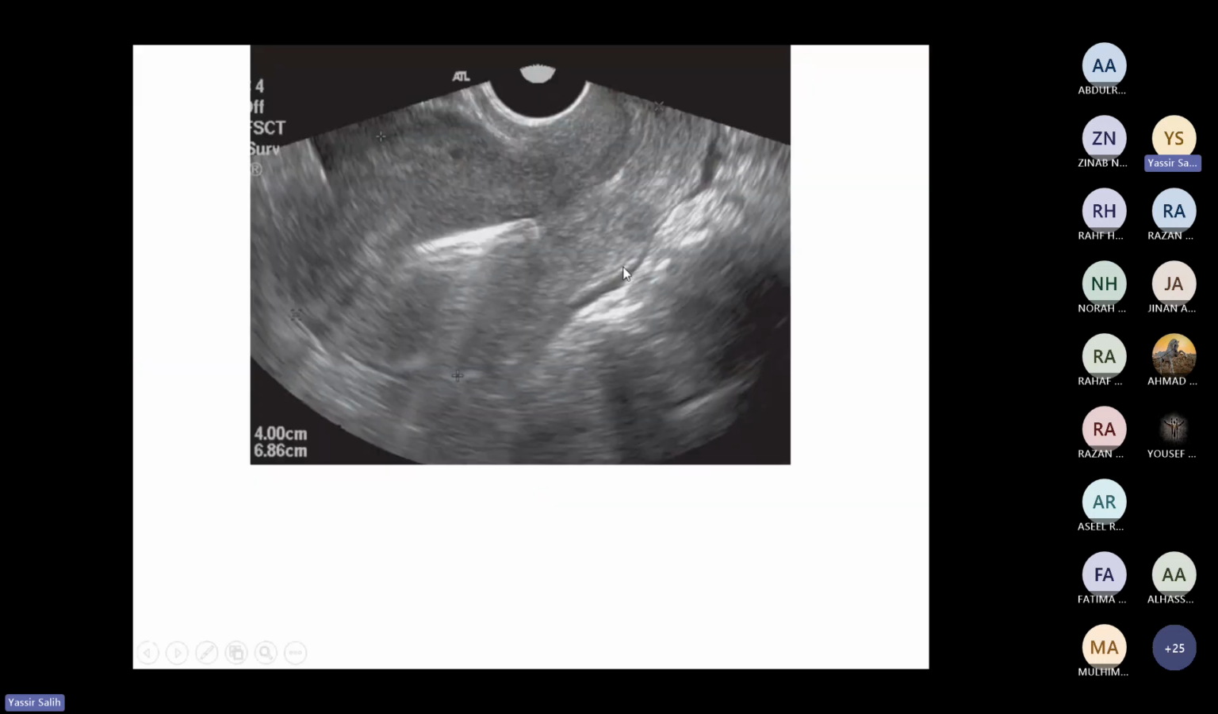What is this imaging modality? Ultrasound. Transabdominal or transvaginal? Transvaginal. What is this? For orientation, this is the fundus, and this is the endometrial cavity. This is the superior, this is the fundus, and this is the cervix here. And this is posterior, and this is anterior.